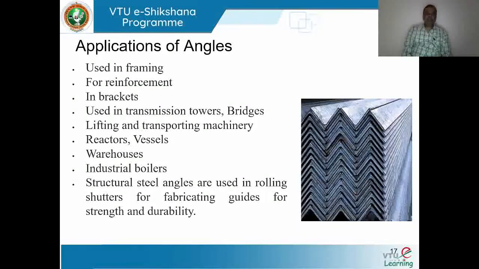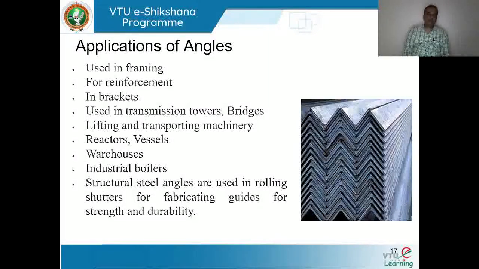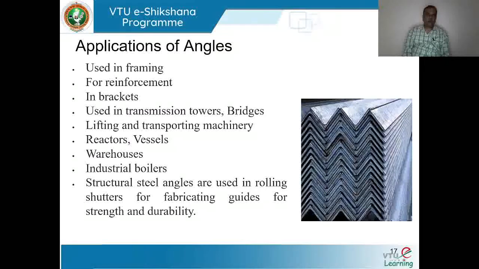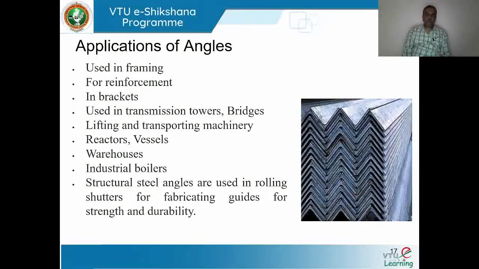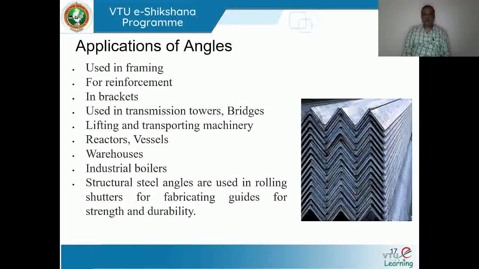And if you see the applications of angles, you can see how these angles are kept in a shop. So it can be used in framings of different types. It can also be used as a reinforcement. It can be used as brackets, used in transmission towers, roof trusses, bridges, lifting and transporting machinery, reactors, vessels, warehouses, industrial boilers. Structural steel angles are used in rolling shutters for fabricating guides for strength and durability. And many of these applications you must have seen in one way or the other outside, where some fabrication works are going on.